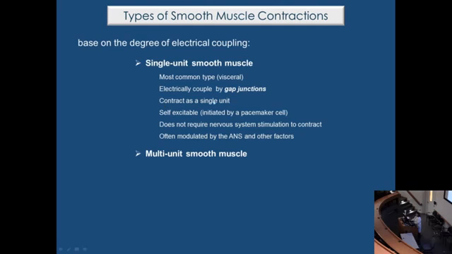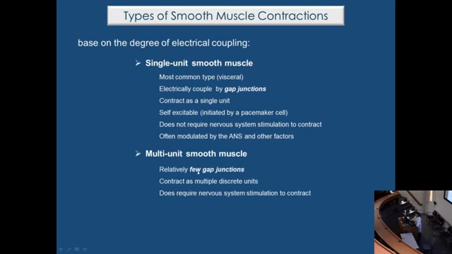So then they will contract as a single unit. Right? There's something similar, let's say, that occurs in the cardiac cells. So then also these cells are self-excitable. That means that they will initiate an action potential. We'll see this type of activity later. Another feature is that they don't require nervous system stimulus to contract, and often they are modulated by the ANS and other factors.